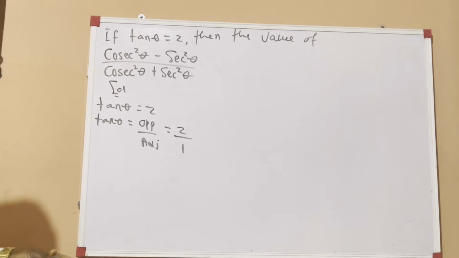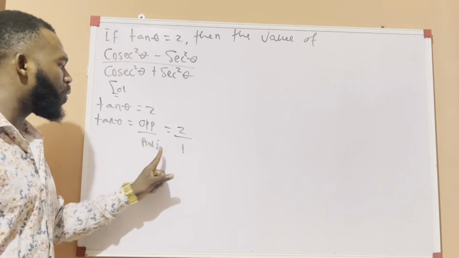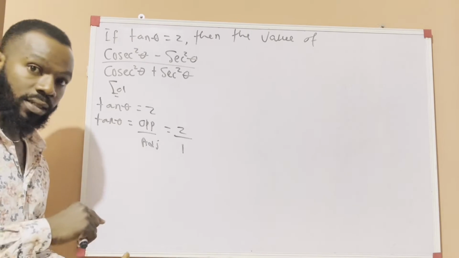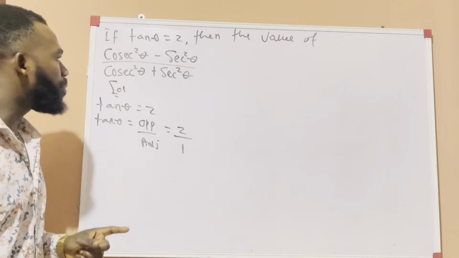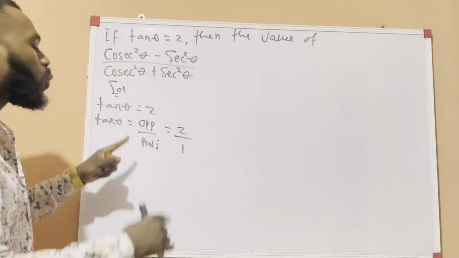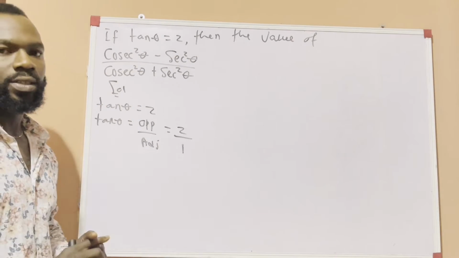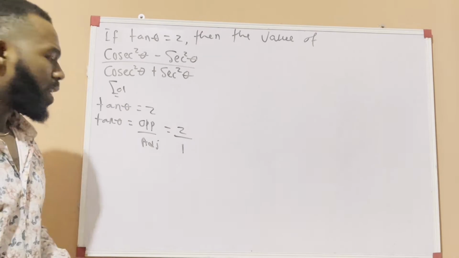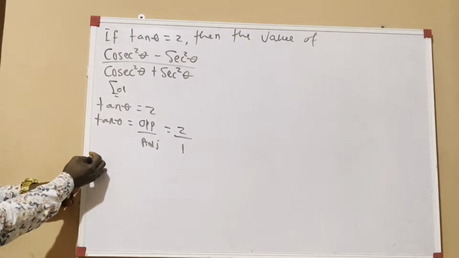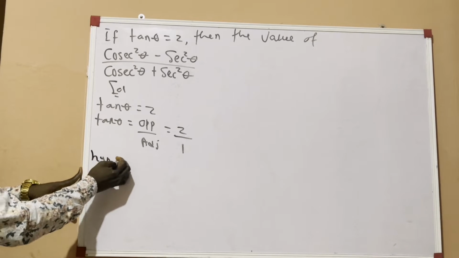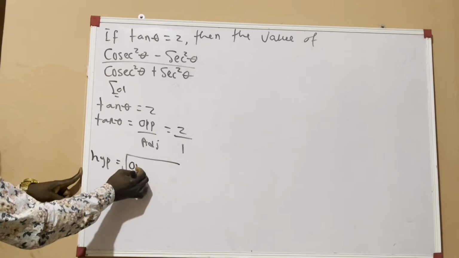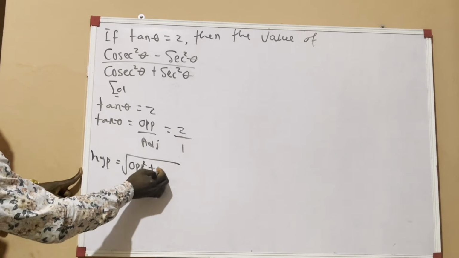Now it means that we know the value of the opposite and we know the value of the adjacent, but one side of the right angle triangle is missing, which is the hypotenuse. And there is no way we can solve for this when we don't know the 3 sides. So how do we do it? We are going to solve for the hypotenuse first. And the formula for the hypotenuse is equal to the square root of opposite squared plus adjacent squared.